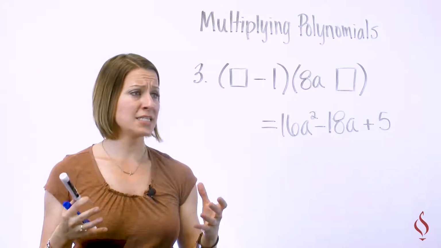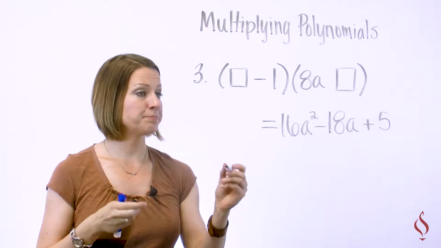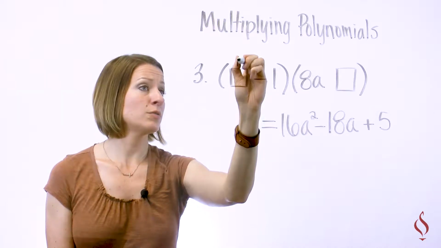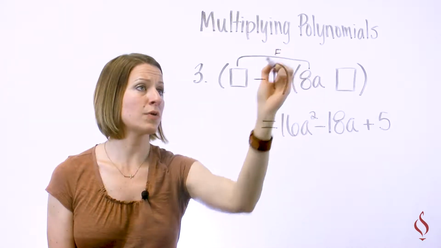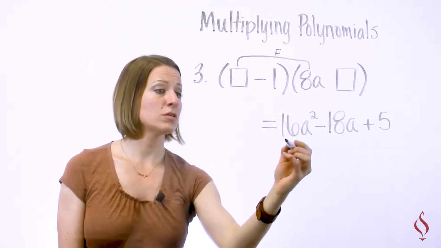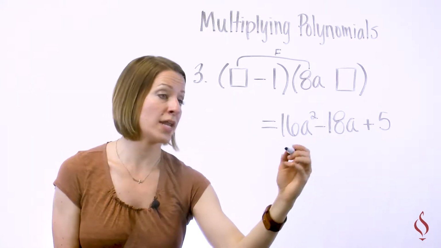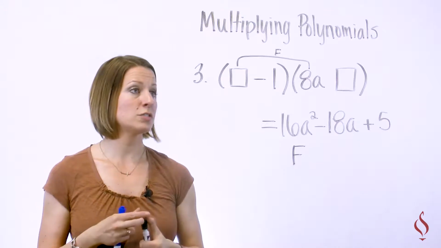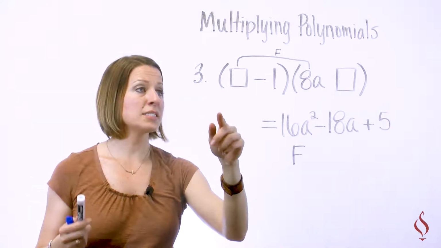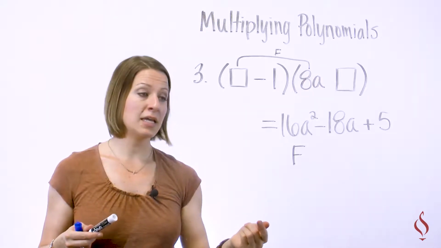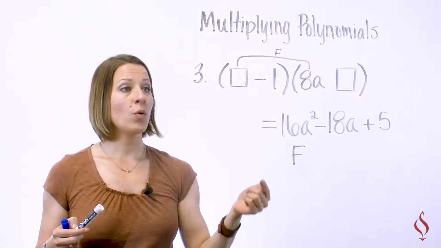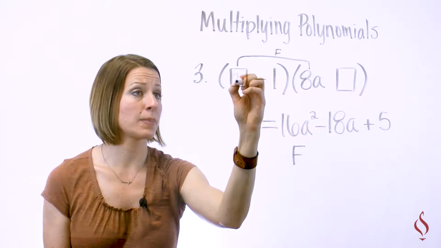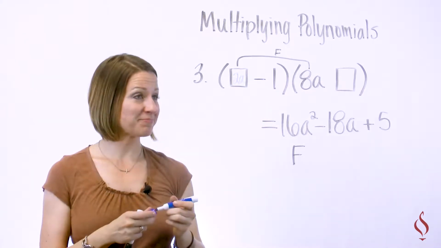So let's think about this idea of FOIL. Now when we multiplied the first terms, that answer almost always, and in this case I'll go ahead and tell you, landed right here, the 16a squared as your first. So if we have box times 8a, and that's going to equal 16a squared, what has to be in the box? Well, 2a has to be in the box. Okay, so that wasn't so bad.